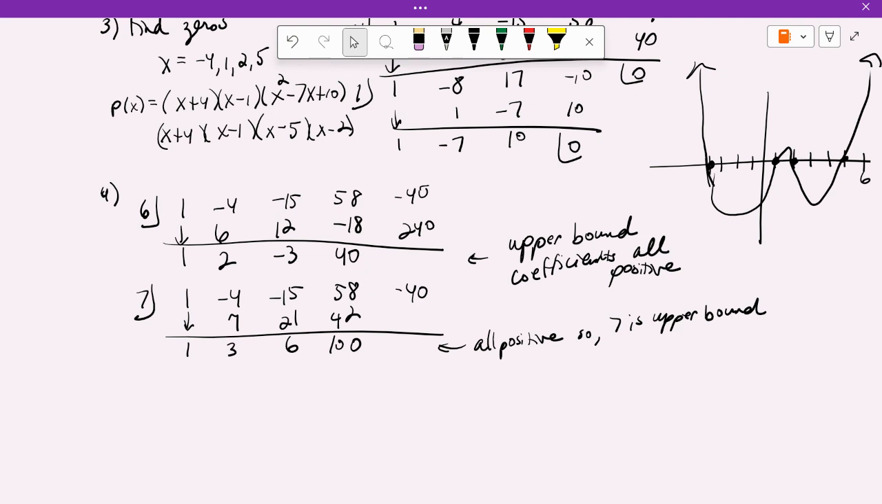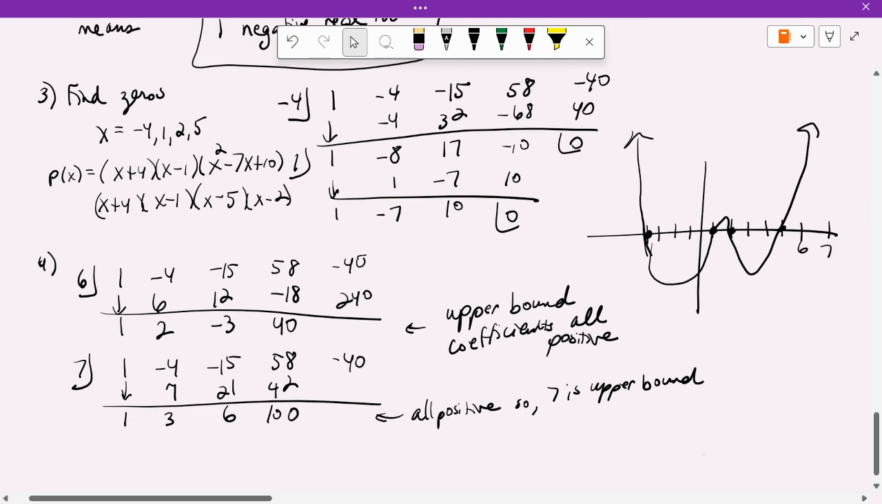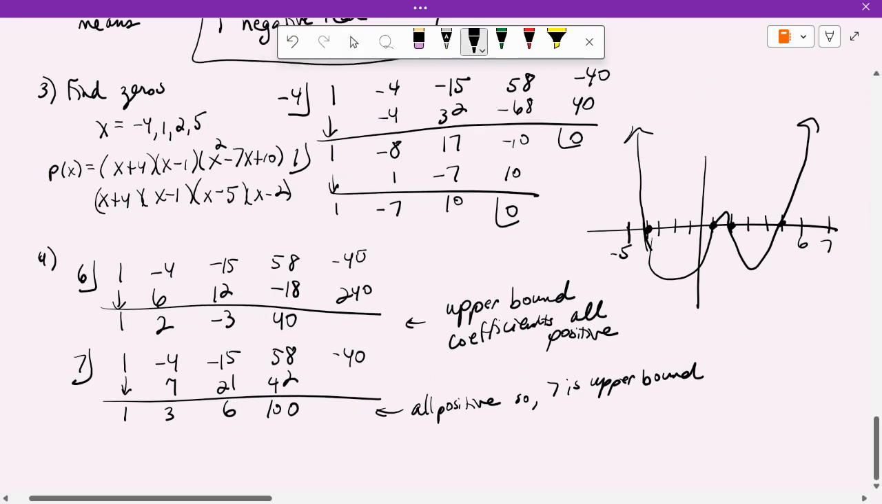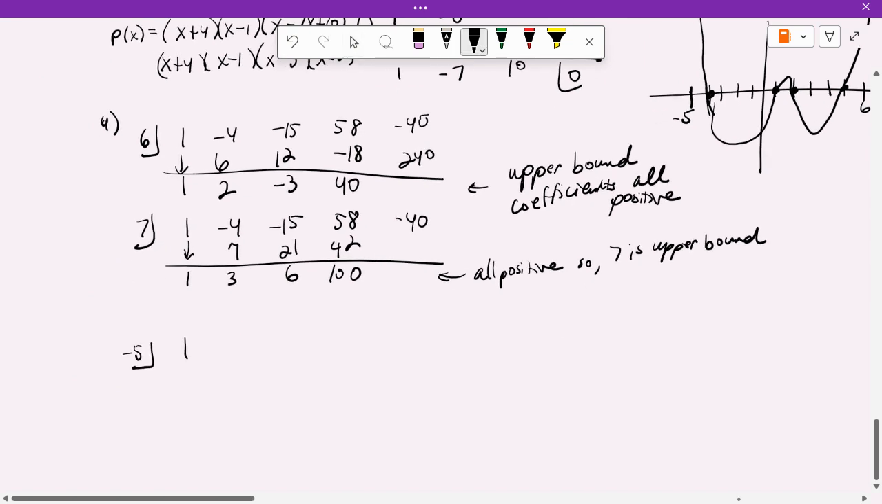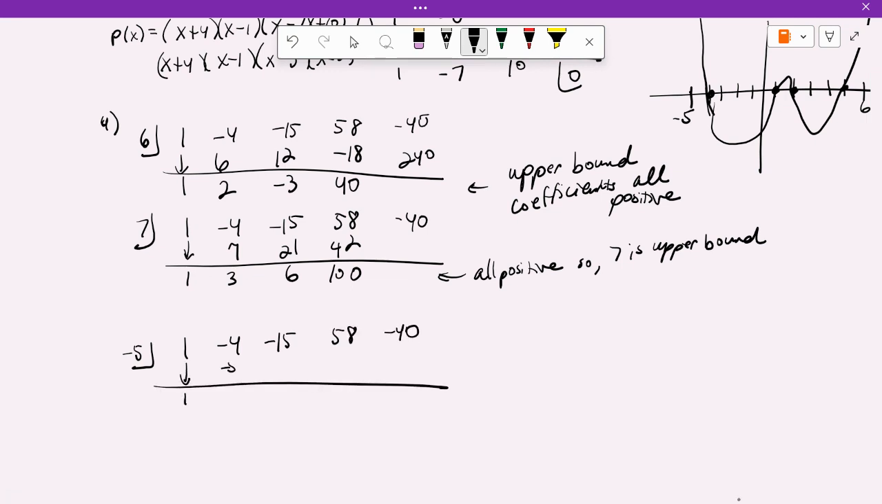Okay, so now I'm going to look for a lower bound. So I'm going to ask, what was my lowest zero that I found? -4. So the lowest zero I found was -4. So let's go one less than that. Let's go to -5. Let's do synthetic division and divide by x plus 5. And what I'm looking for is, I'm going fast, sorry. Now, -50 minus 58 would be -92. Is that right? Okay, so stop there.